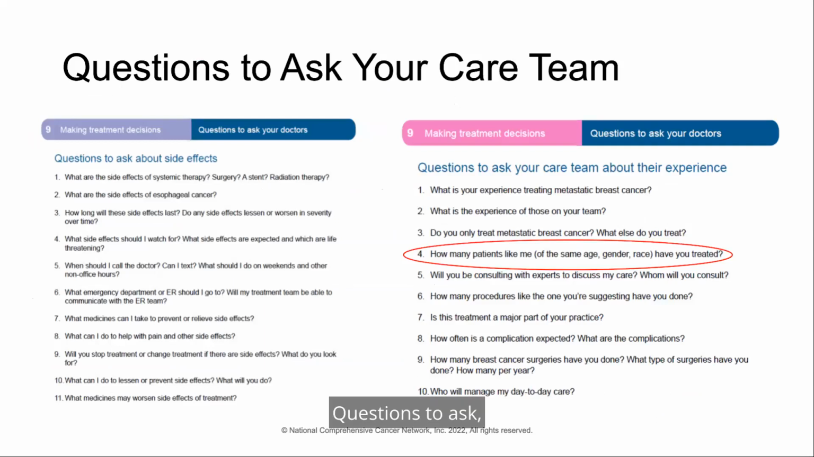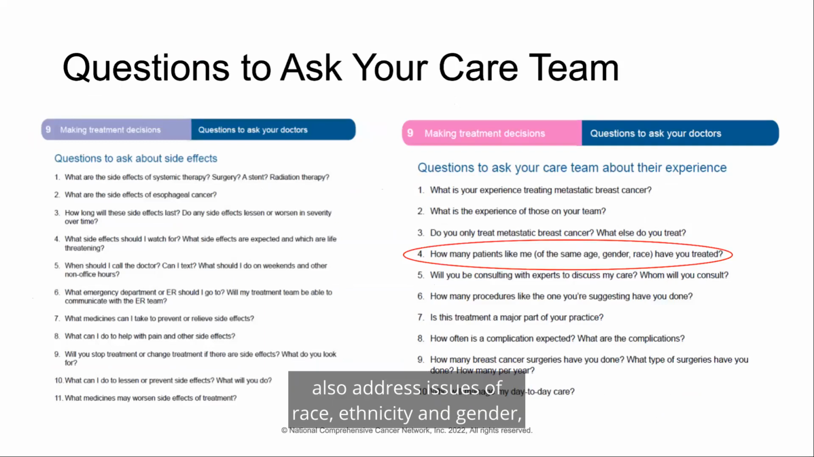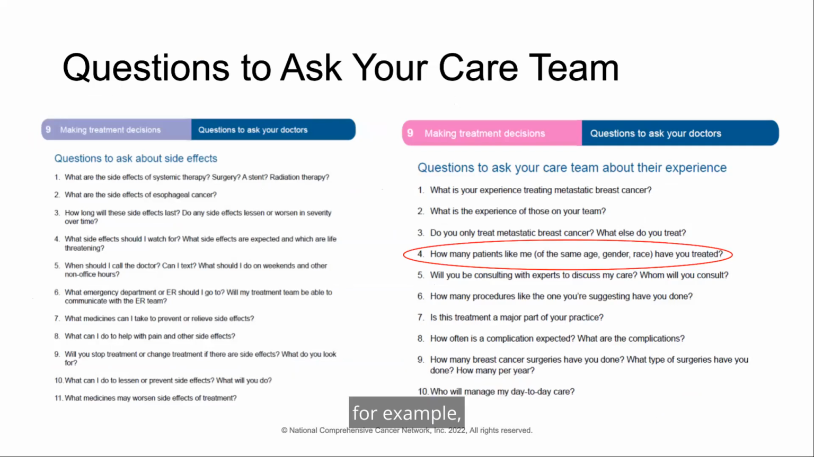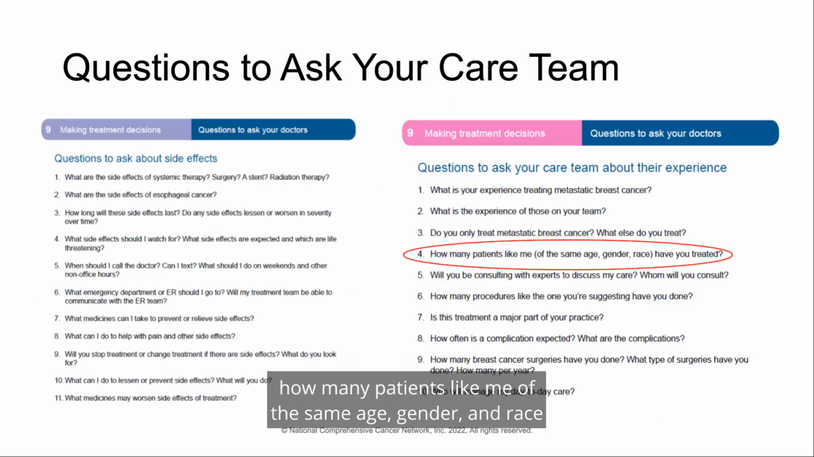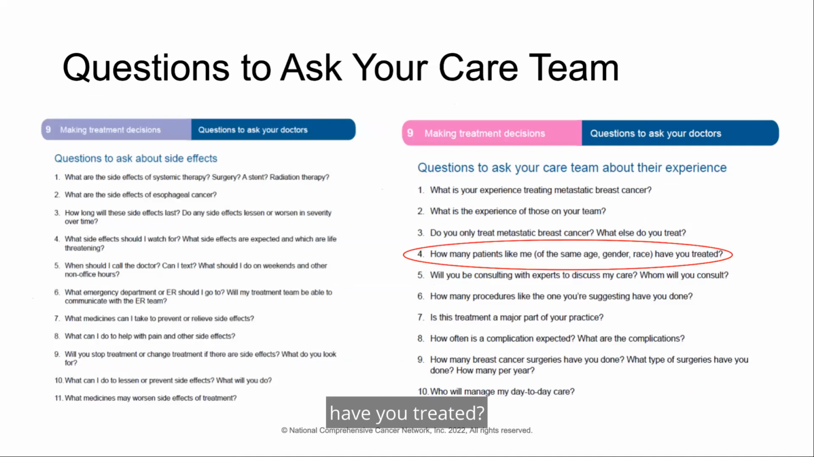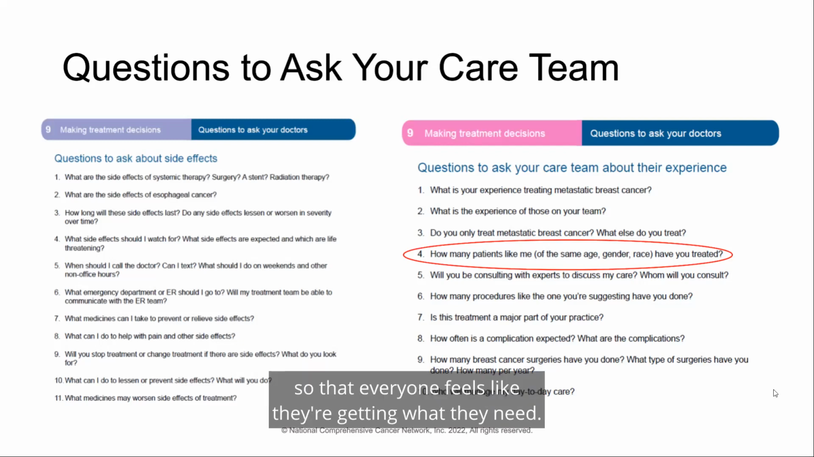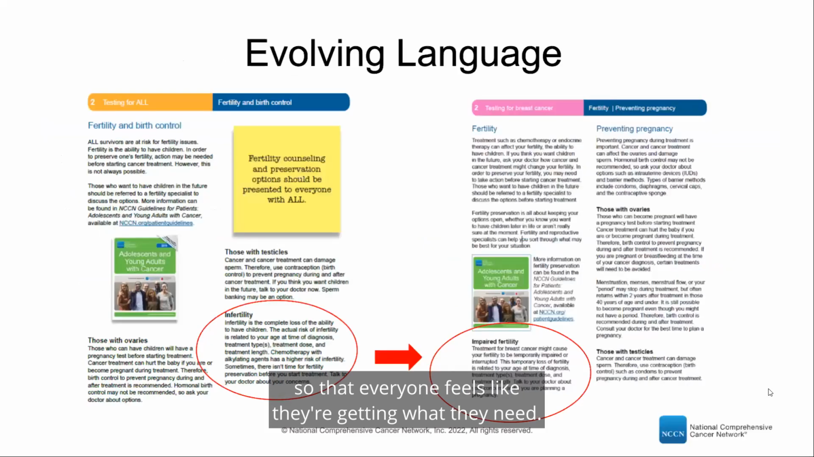Questions to ask also address issues of race, ethnicity, and gender. For example, how many patients like me of the same age, gender, and race have you treated? It's just another way to start the conversation with your doctor and hopefully prompt patients and caregivers to ask to start this conversation so that everyone feels like they're getting what they need.